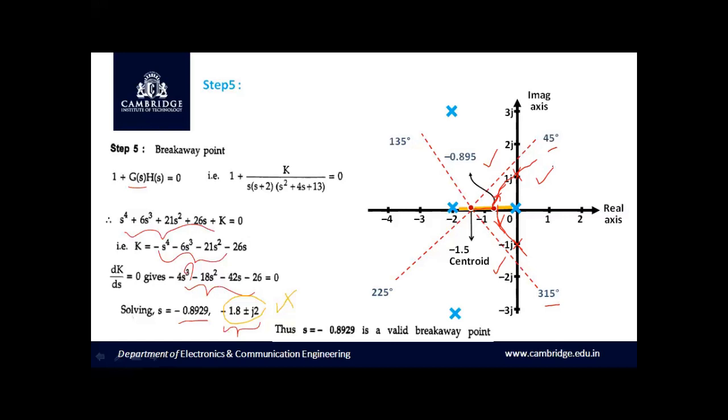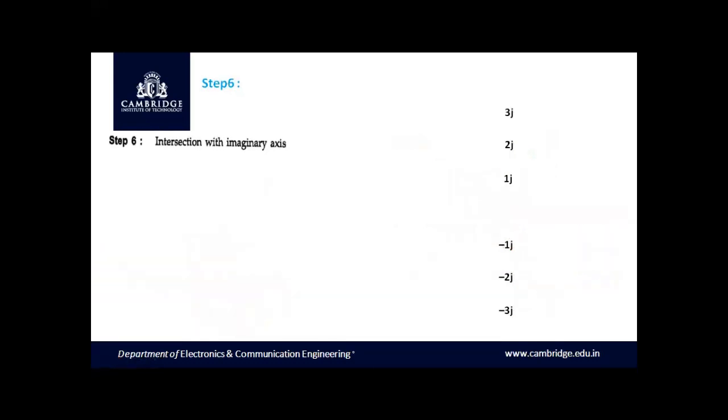At a particular value of k, we get two roots on the imaginary axis, and we can represent it as k margin, which makes the system marginally stable. Therefore, we have to find the location of that root which intersects on the imaginary axis. That is what we are going to find in step number 6. Let us find the exact root which intersects on the imaginary axis, making use of step 6: intersection with the imaginary axis.